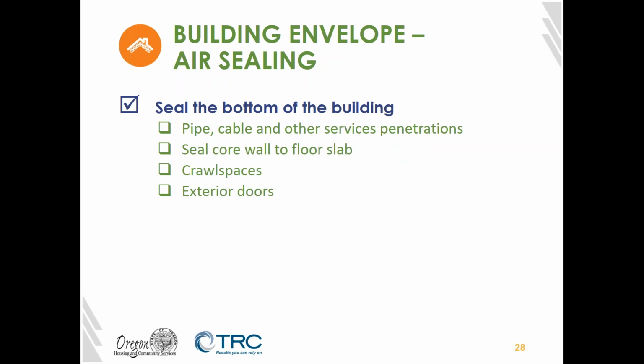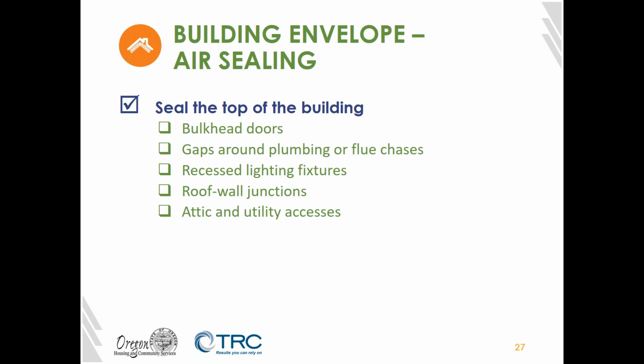At the bottom of the building, we often have pipes, cables, and other surface penetrations. Those can be very leaky. It's often a huge pipe with just a little wire that's run through it, and then it's totally open. We also want to seal our core walls to our floor slab, seal our crawl spaces, as well as exterior doors.